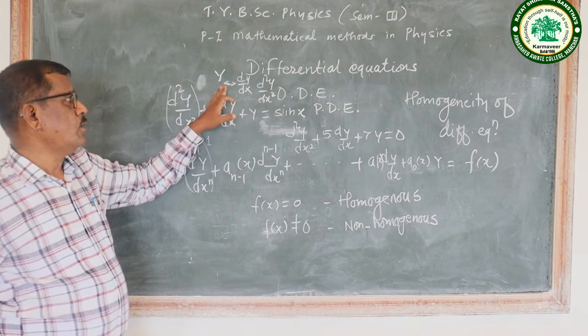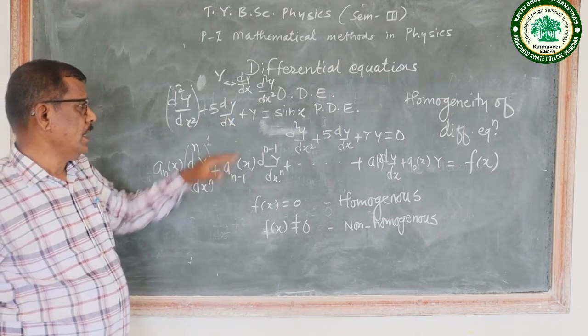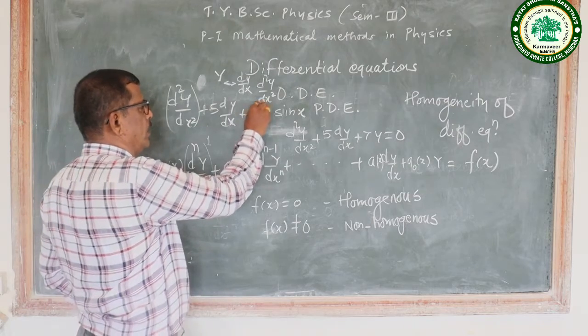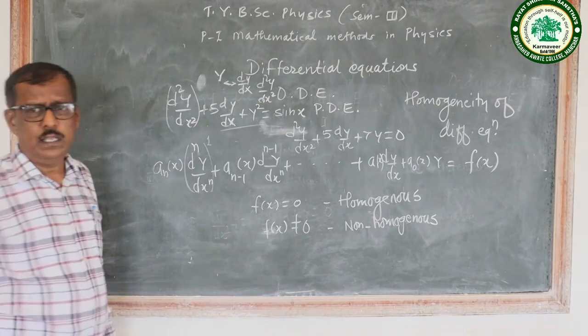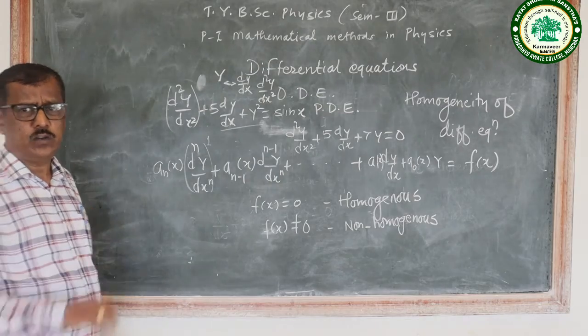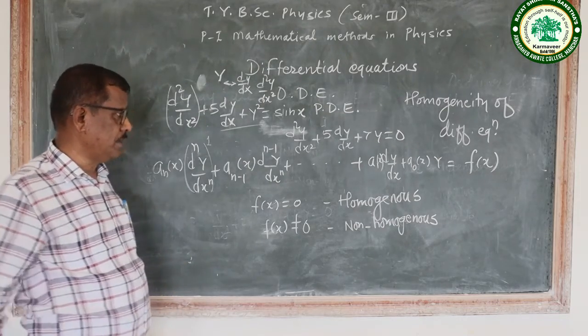Suppose here y square is there, or any such term is there. Suppose this is the y square. Then this is a non-linear differential equation. This is not called a linear differential equation.